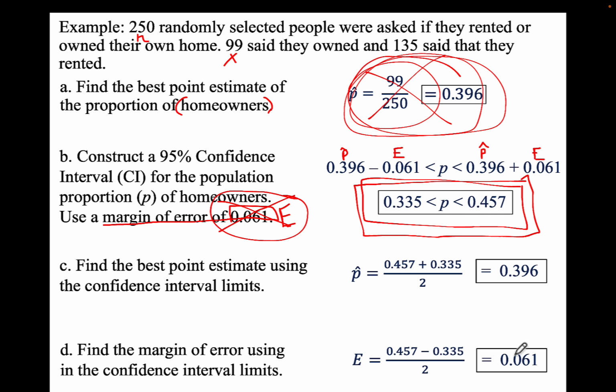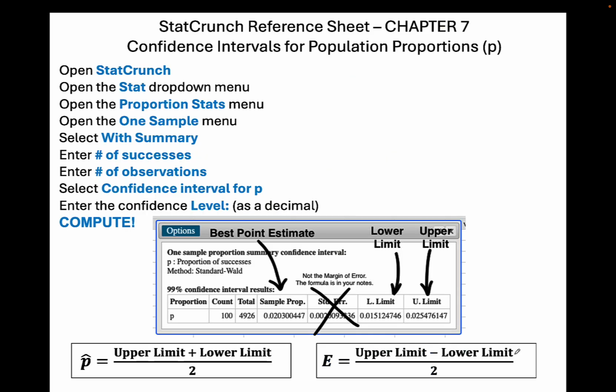Okay, so we just worked with best guesses and confidence intervals using formulas. I'm going to show you how to use StatCrunch for the next one. All right, looking at this before we actually try to apply it, we're going to be opening StatCrunch, open the Stat drop-down menu. This particular question is about proportions. So we're going to work with the menu Proportion Stats. We're going to open the menu One Sample.